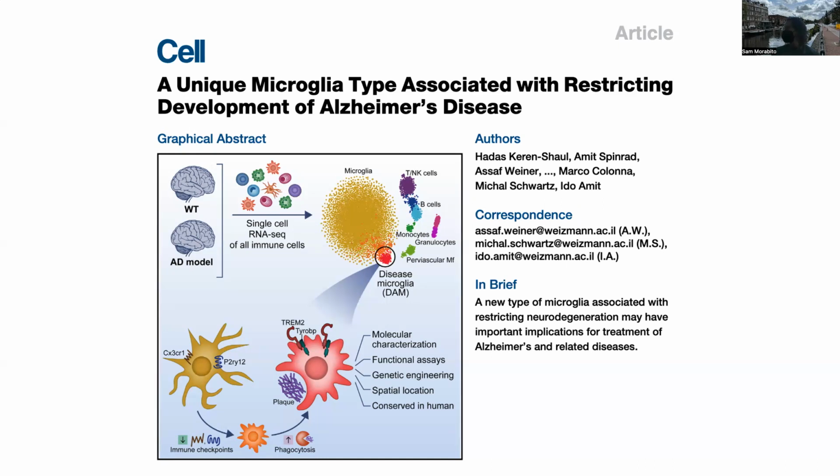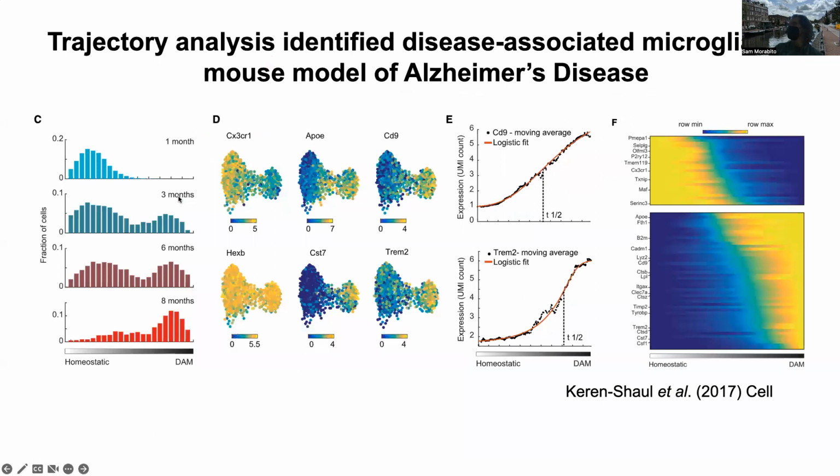Thank you. Okay, anyways, they were able to find this disease associated microglia cell type using pseudotime analysis. Wait, so this is in mouse, and they showed their graphical abstract of human brains. Yeah, that is a human brain, but it's definitely a mouse. That's why it's in Cell. They say it's in human. Okay, I'm nitpicking.